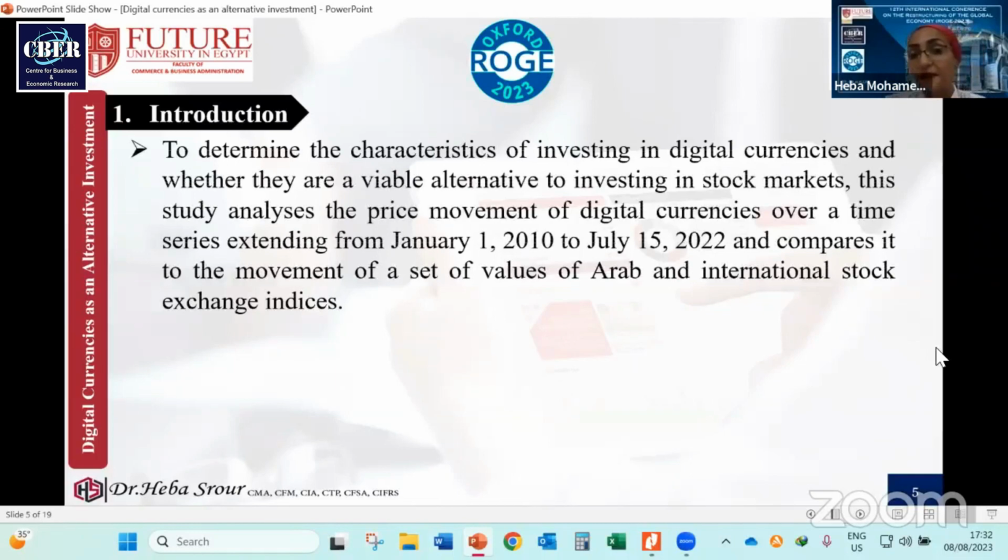To determine the characteristic of investing in digital currency and whether they are a viable alternative to investing in stock market, this study analyzes the price movement of digital currency over a time series extended from January 1st, 2010 to July 15, 2022, and compares it to the movement of the set of value of Arab and international stock exchange indices.